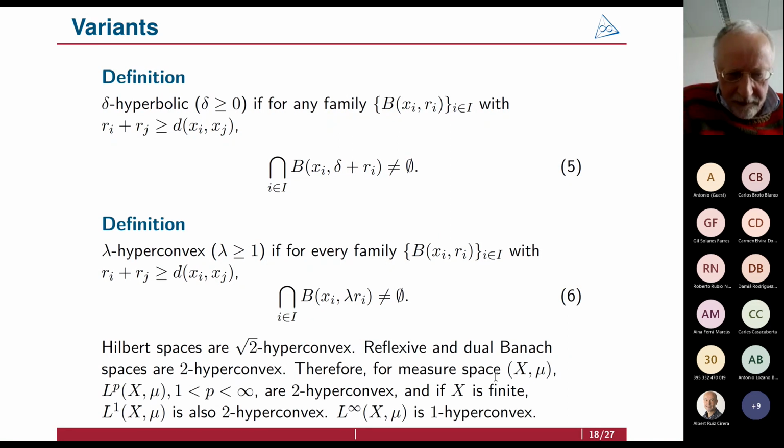Now, it turns out, when you look at this lambda hyperconvexity, Hilbert spaces, and in particular Euclidean spaces, are square root of 2 hyperconvex. That is, if you have a collection of balls that intersect pairwise, then you need to enlarge the radii at most by a factor of square root of 2 to get a common intersection. Reflexive and dual Banach spaces are at least 2 hyperconvex. So they may be a little worse than Hilbert spaces, and the Lp spaces, for instance, are 2 hyperconvex. And if X is finite, also the L1 space is 2 hyperconvex. But as I already said, L infinity is always 1 hyperconvex, that is hyperconvex. L infinity spaces are hyperconvex.